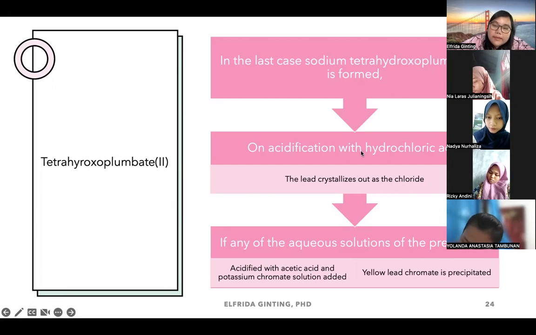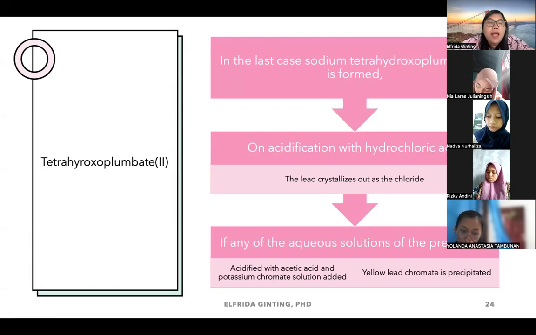And if you mix this with a mixture of acetic acid and potassium chromate, you will have a yellow precipitate. And the yellow color is identified as lead chromate.